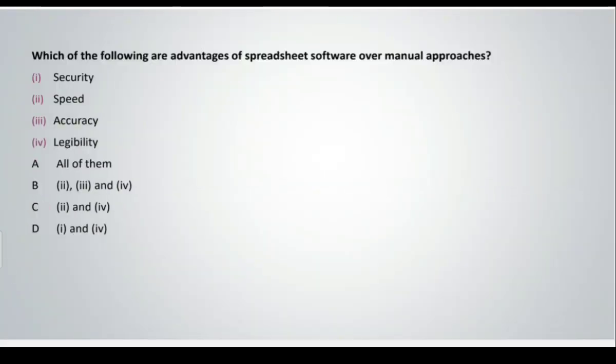Next, which of the following are advantages of spreadsheet software over manual approaches? Number 1 is security. So is security an advantage of spreadsheet over manual approach? The answer is no. Why so? Because it exposes the firm to the threat from viruses, hackers and general system failure.